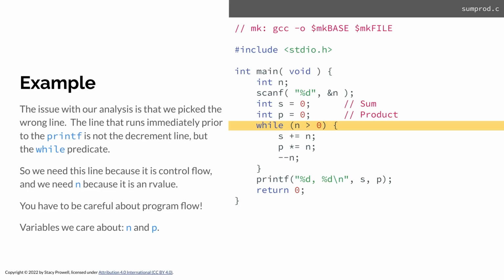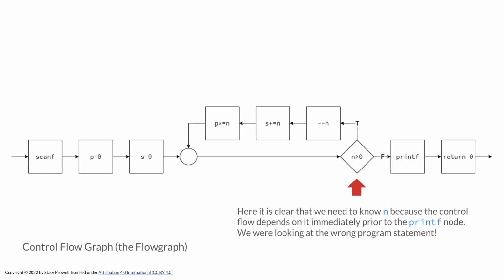So here we have a while n greater than 0. This is a line that controls the control flow, right? It modifies the control flow. And so we add the R values of this line to the set of things we care about, which means now we care about both N and P. Okay? So now we'll keep moving back and be careful with control flow as we do. What happens immediately prior to this line? Right? We do this test, and if it's true, we do some stuff.